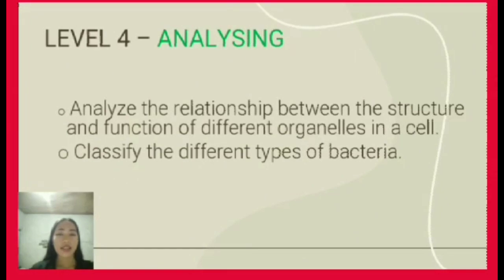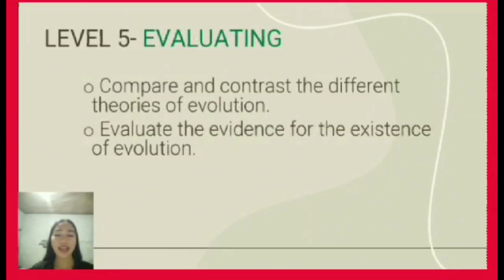So in this level, the student can interpret elements, structure, relationships between individual components. For example, they can analyze the relationship between the structure and functions of different organelles in the cell, or they can classify the different types of bacteria. The level 5 is the evaluating. So in this level, the student can or should assess effectiveness of whole concepts in relationship to other variables. For example, they can compare and contrast the different theories of evolution, or they can evaluate the evidence for the existence of evolution.